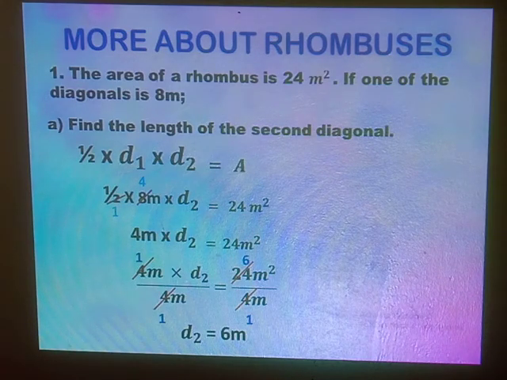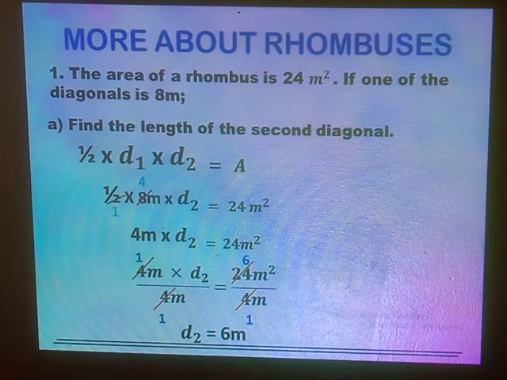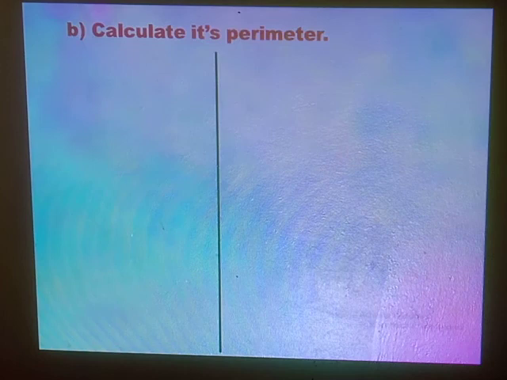That is answering our first question, which says find the length of the second diagonal. We can underline our answer. Diagonal 2 is equal to 6 meters. Let's go to the next question, which reads, calculate its perimeter. Now, when you're talking of perimeter, here we are meaning the total distance round the figure.